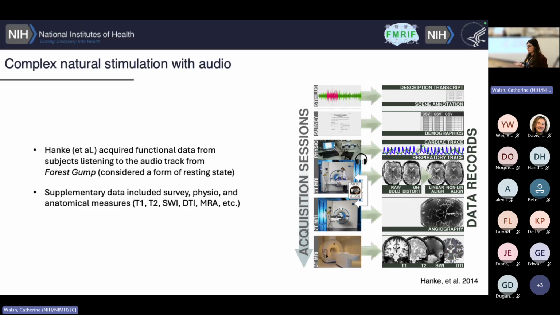And then alongside that, the researchers also wanted a whole bunch of supplementary things so that they could understand these data slightly better. So first, they have descriptions and transcripts from the movie that they were watching, which was Forrest Gump, and by watching and listening. They also did a lot of demographics. They took respiratory and cardiac traces, and they also did a whole bunch of different types of anatomical scans in order to just get a better idea of what was happening in these data. And they mainly focused on modeling these data in terms of the transcripts, and then also looking at the connectivity measures within them.